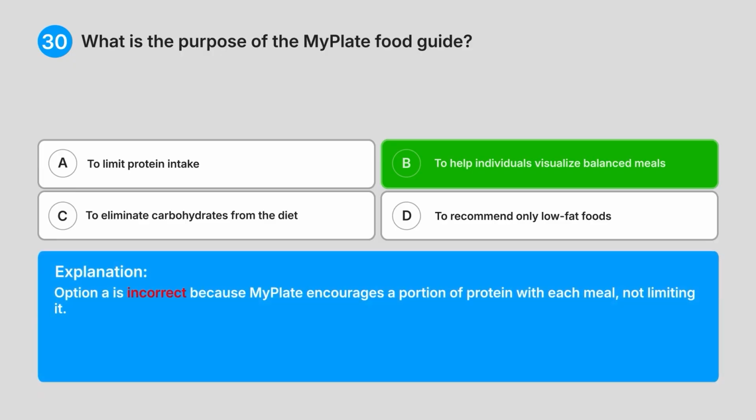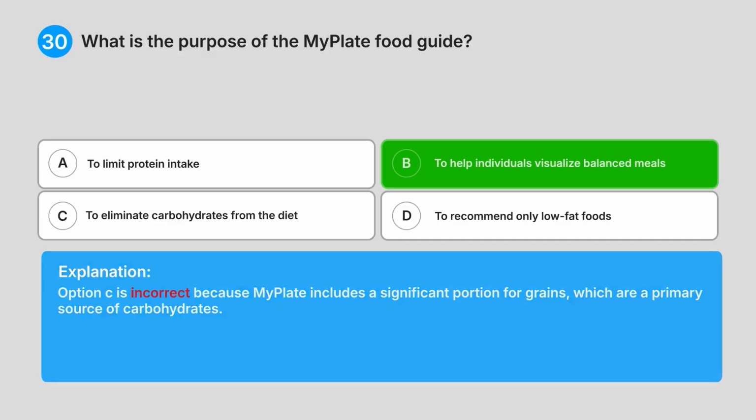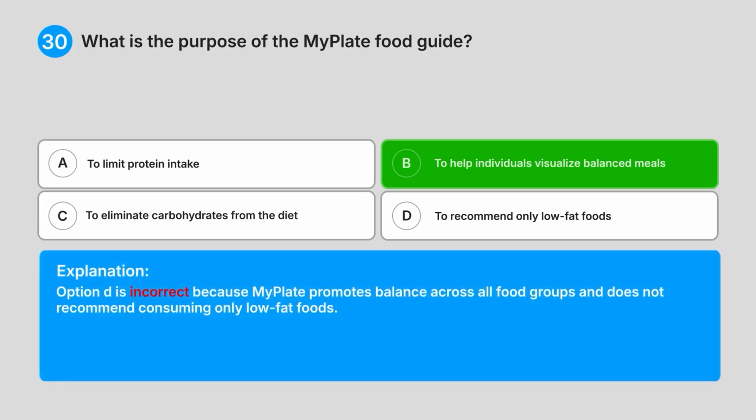Option A is incorrect because My Plate encourages a portion of protein with each meal, not limiting it. Option C is incorrect because My Plate includes a significant portion for grains, which are a primary source of carbohydrates. Option D is incorrect because My Plate promotes balance across all food groups and does not recommend consuming only low-fat foods.